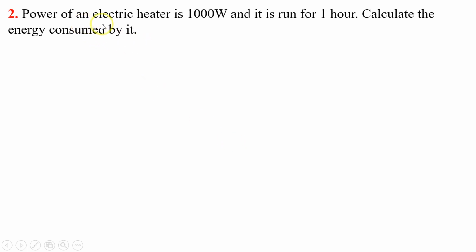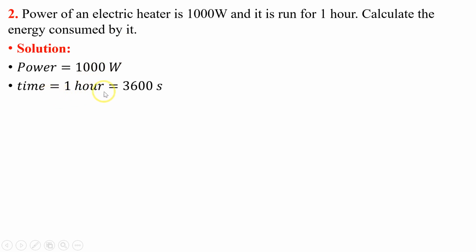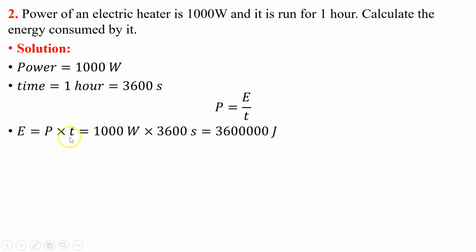Question number 2: the power of an electrical heater is 1000 watt and it is run for 1 hour. Calculate the energy consumed by it. Power is 1000 watt and the given time is 3600 seconds, because 1 hour is always equal to 3600 seconds. We know that power is the energy consumed per unit time, so energy is equal to the product of power and time. Putting in the values and doing the proper calculation, we get the energy consumed to be almost 3.6 megajoule.